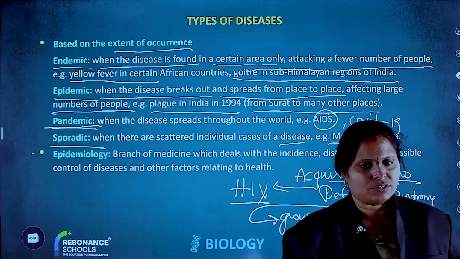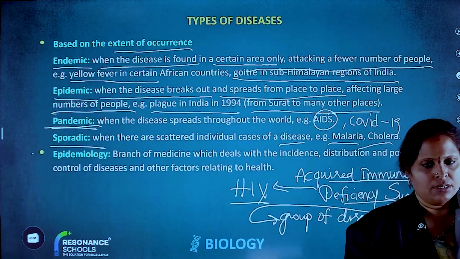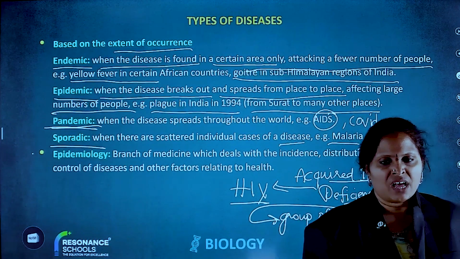What happens to the people when they get AIDS? HIV is compulsory for AIDS.